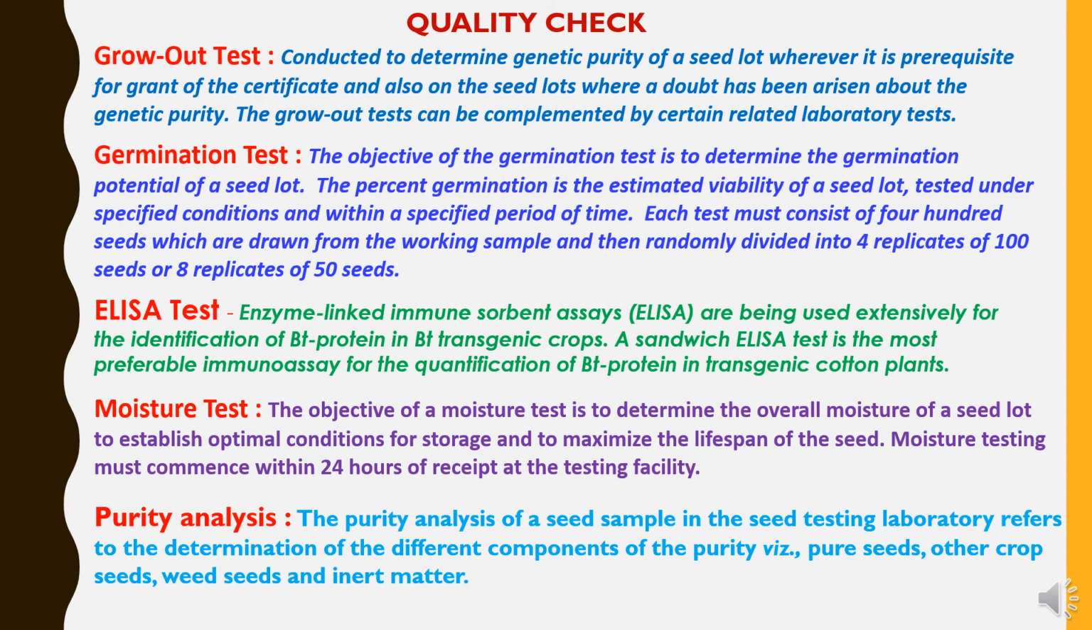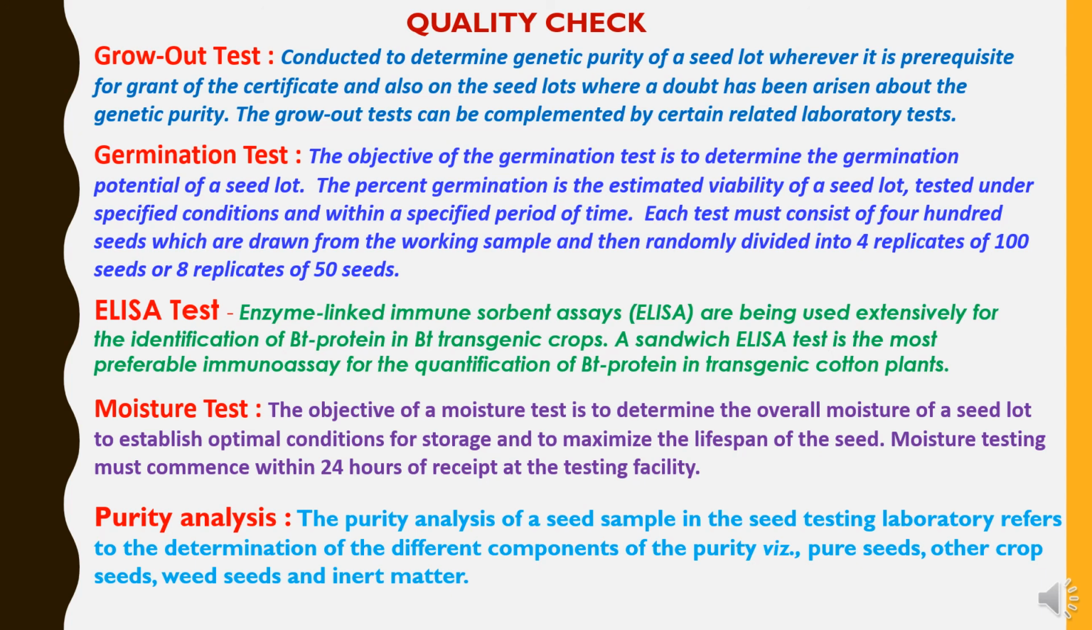The second test is the germination test. The objective of the germination test is to determine the germination potential of a seed lot. The percent germination is the estimated viability of a seed lot which is tested under specified conditions and within a specified period of time. Each test must consist of 400 seeds drawn from the working samples and then randomly divided into 4 replicates of 100 seeds or 8 replicates of 50 seeds. If the germination is recorded above 75%, the lot will be considered okay.